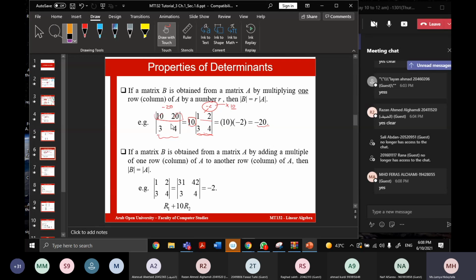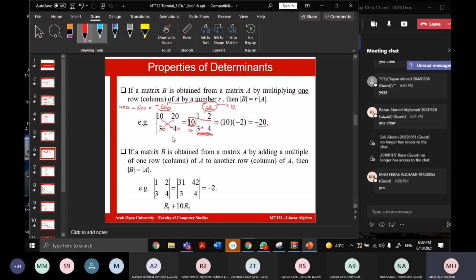Moreover, I'll show you something. Now, what do you think? If this was 30 and this was 40, that means I multiplied the first row times 10 and also the second row times 10. Now, what is the answer? 10 times 40 is 400, minus 20 times 30 is 600. The answer is minus 200. What is the relation? The determinant of this matrix is the same as the determinant of the original, but multiplied times 100. Look at minus 2, and now it's minus 200. So times 10 times 10.